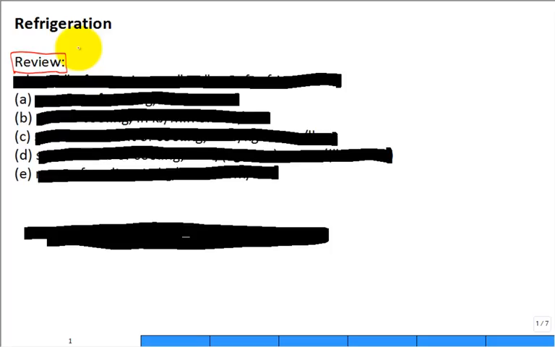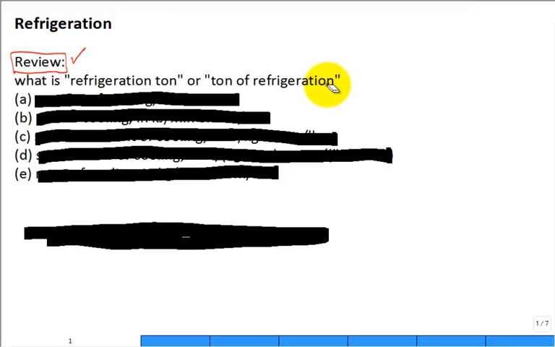All right, so this chapter we're starting is on refrigeration and heat pump cycles. Some of it is a review from Thermo 1. So first of all, let's just cover a few things on review. First question is, what is a refrigeration ton?